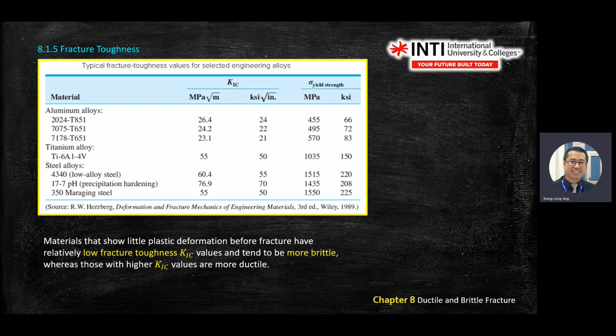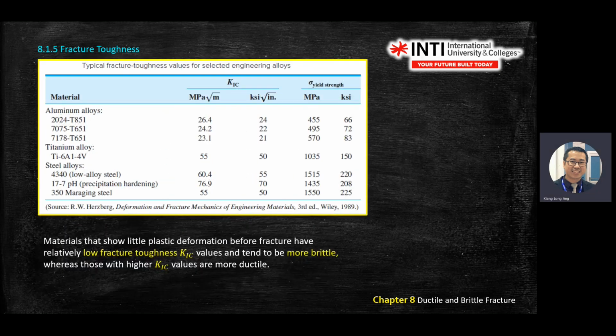So for low fracture toughness value, materials show little plastic deformation before fracture, have relatively low fracture toughness, and tend to be more brittle, whereas those with higher KIC value are more ductile. So this is a descriptive question that asks you to explain after you calculate the value. I give you a table, then you predict whether this material is brittle or ductile.